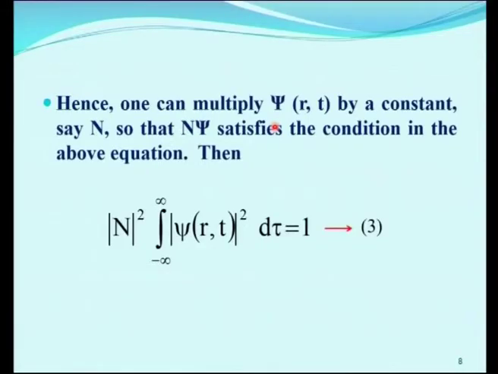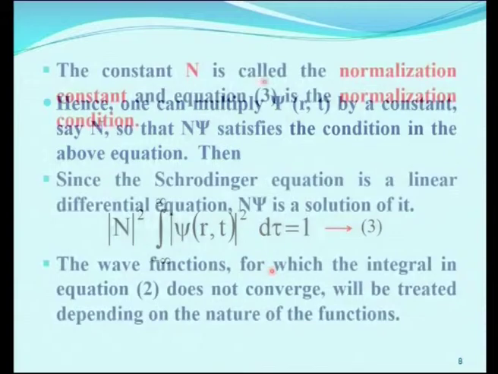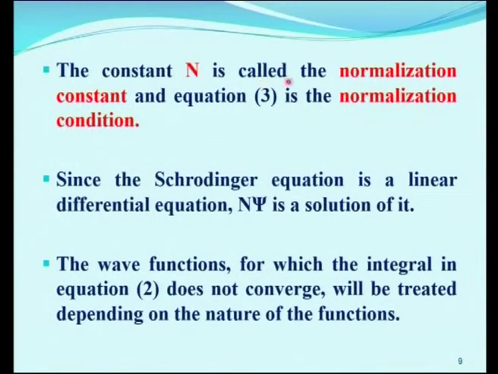Hence, one can multiply psi of r comma t by a constant, say n, so that n psi satisfies the condition in the above equation. Then modulus n squared into integral minus infinity to plus infinity modulus of psi of r comma t the whole square d tau is equal to 1. This constant n is called normalization constant, and equation 3 what we have seen here is the normalization condition.